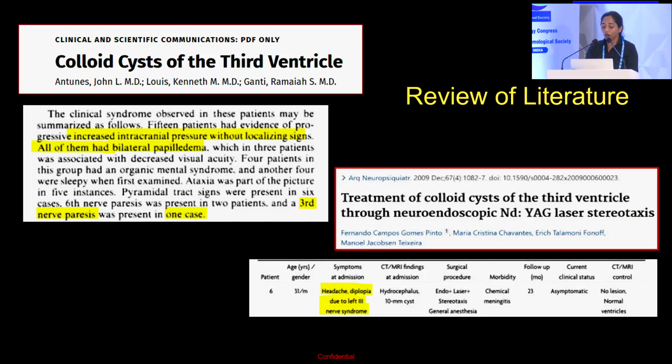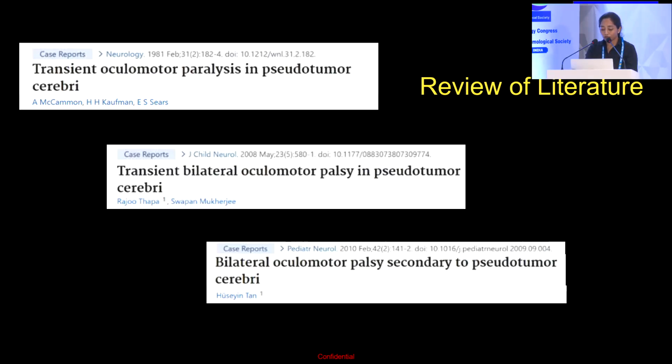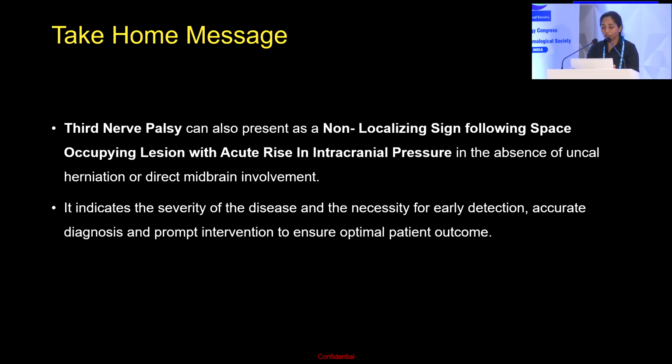However, none of the literature had a definitive localizing cause for compression of the third nerve in these cases. We also found that transient oculomotor paralysis can occur in the event of acute rise in intracranial pressure without localizing cause. Hence, I would like to conclude that third nerve palsy can also present as a non-localizing sign in space occupying lesions with acute rise in intracranial pressure in the absence of uncal herniation or direct midbrain involvement. The involvement of third nerve palsy indicates the severity of the disease and the need for early detection and prompt treatment. Thank you.